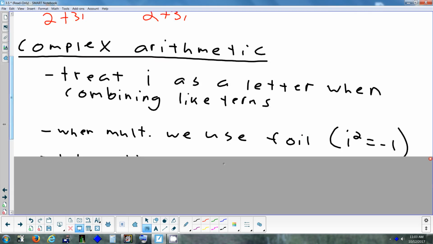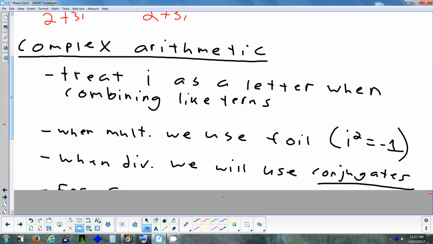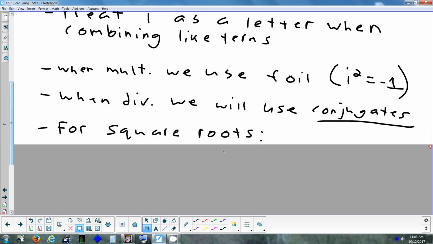When we multiply complex numbers, the idea of FOIL, or a double distributive property, is going to come up. And when you do that, you're going to get some i squareds. So anytime you have a problem with an i squared, make sure you make i squared negative 1. When we divide complex numbers, we're going to have to use the idea of conjugates. We'll go through one of each of these. And we're also going to have some problems with square roots.